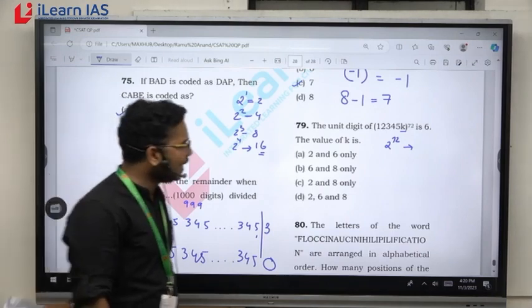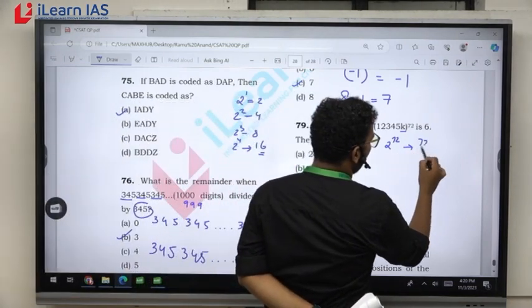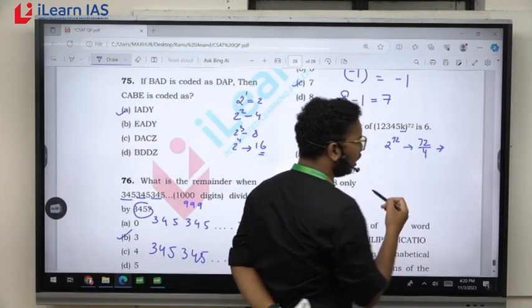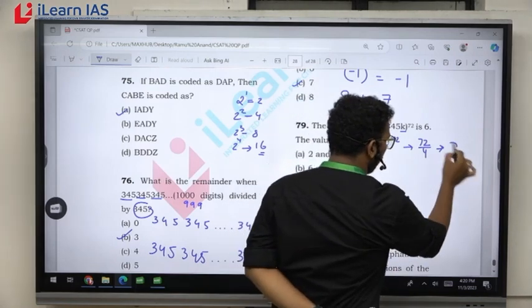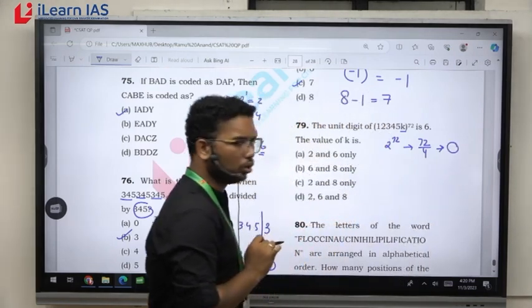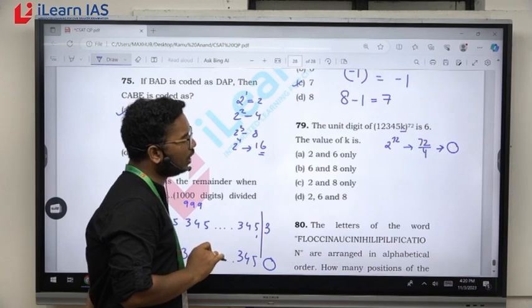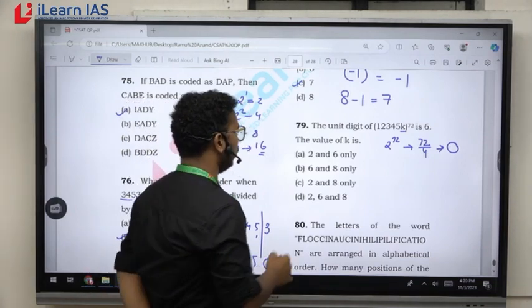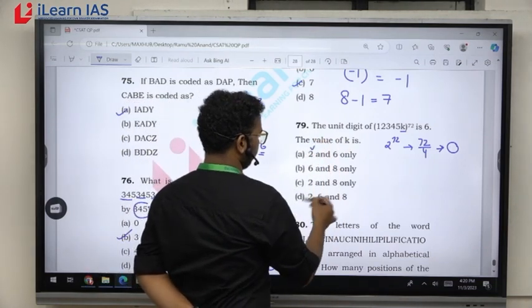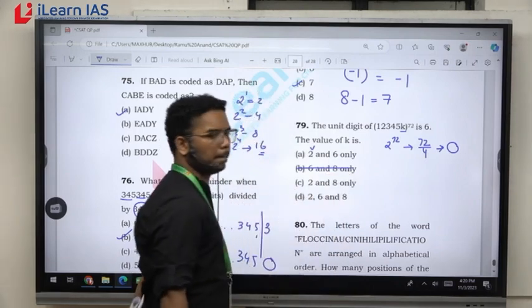So 72 divided by 4, what is the remainder? Remainder 0. So the unit digit of 2 raised to 72 is 6. So 2 can come.